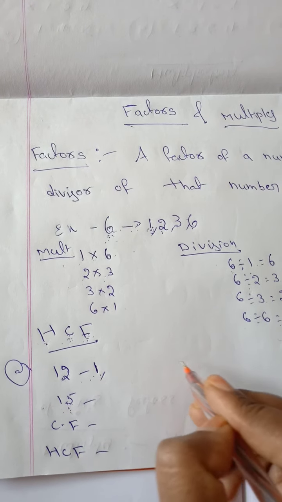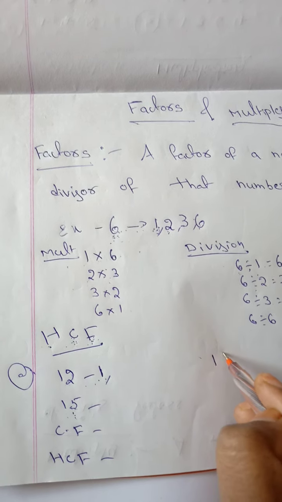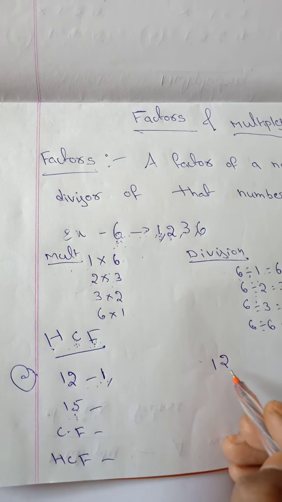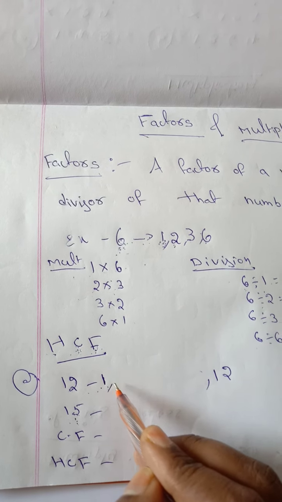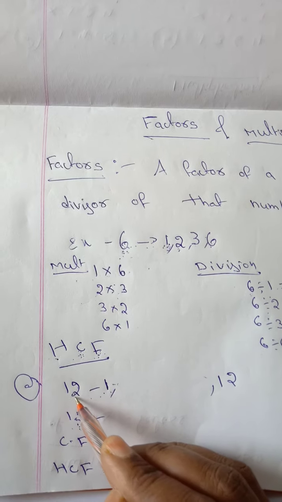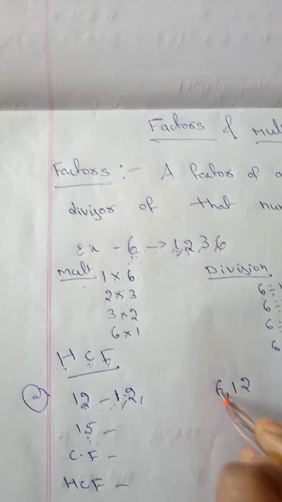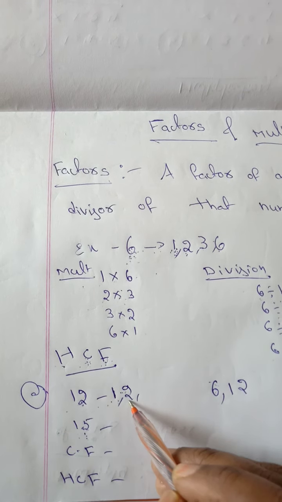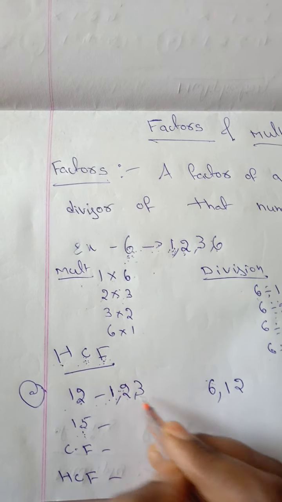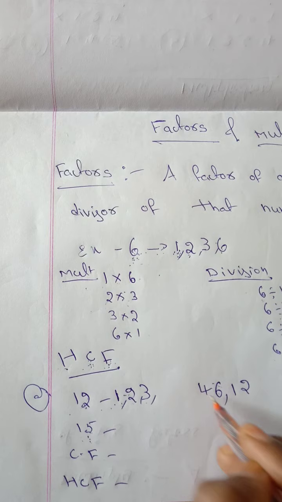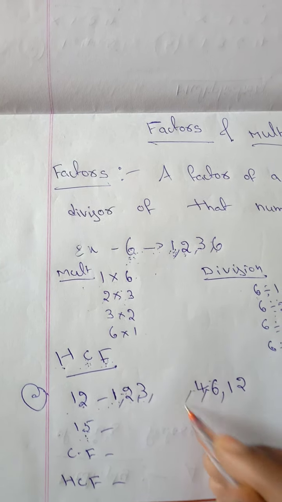Using the multiplication method, 1 into 12 is 12, so we write 1 and 12. Then check 2. In the 2 table, 12 comes: 2 sixes are 12, so 2 and 6 are factors of 12. Then coming to 3, 3 fours are 12, so 3 and 4 are factors of 12.